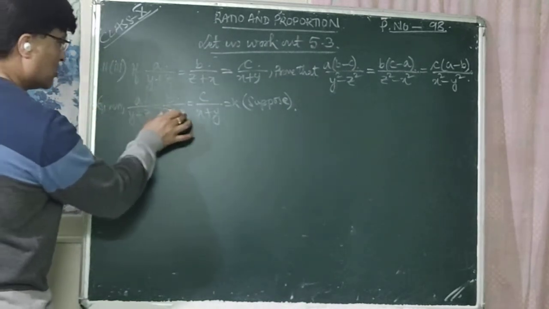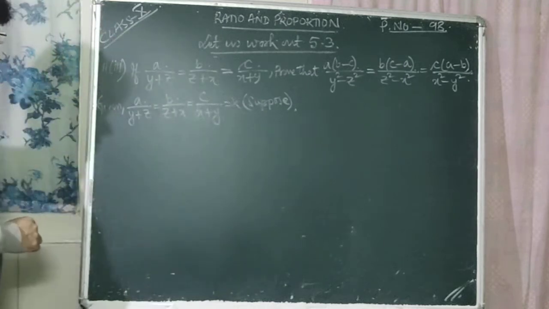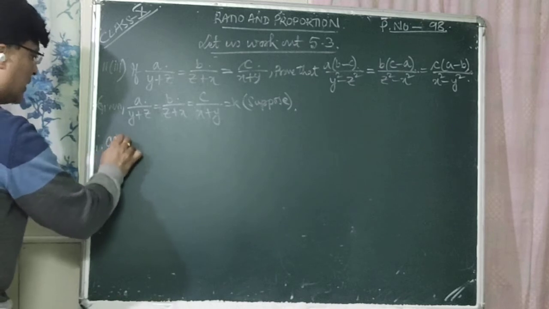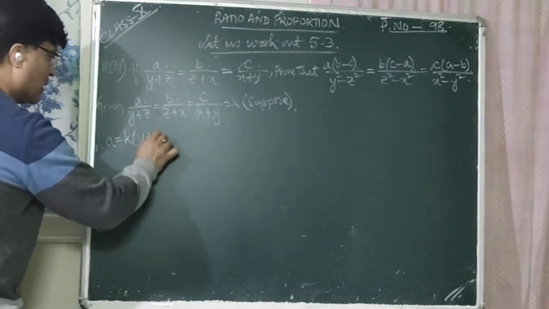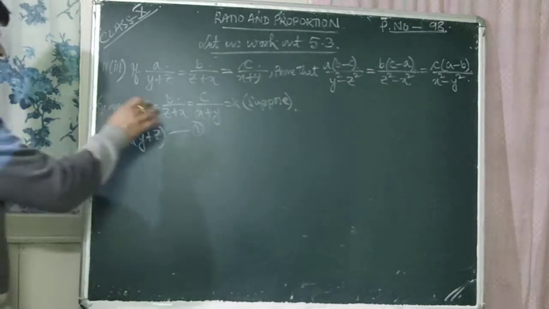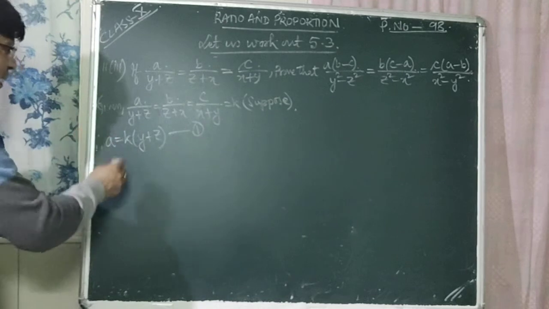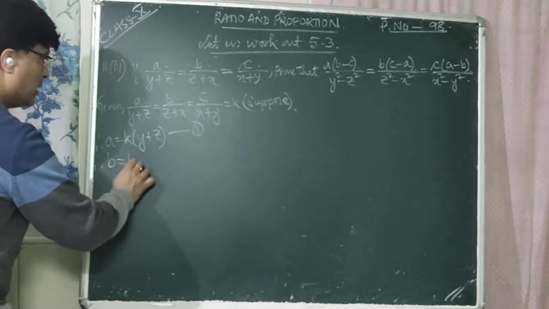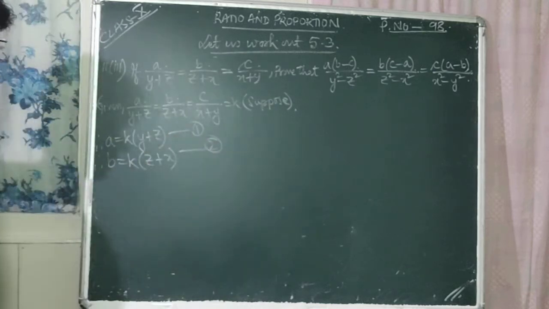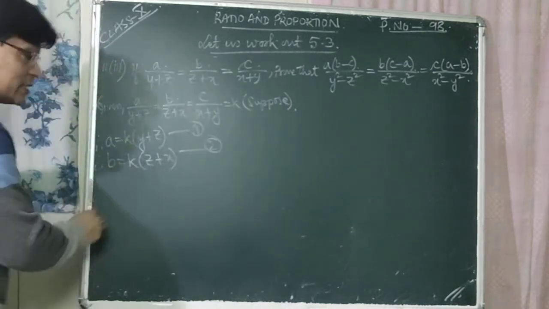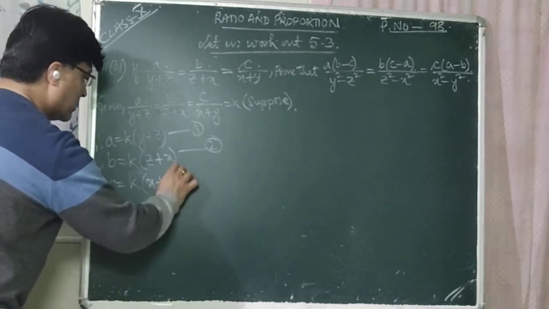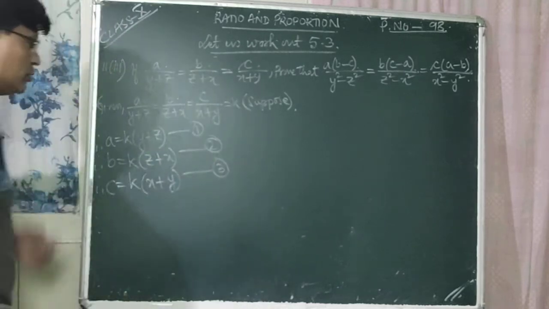Now this first is equal to second is equal to third is equal to last. So equating first and last and by cross multiplication, what do we get? a is equal to k into y plus z, isn't it? So it is cross multiplied, right? So again equating second with last and by cross multiplication, what do we get? b is equal to k into z plus x. This is number 2. And again equating third with last and by cross multiplication, what do we get? c is equal to k into x plus y. So this is equation number 3.